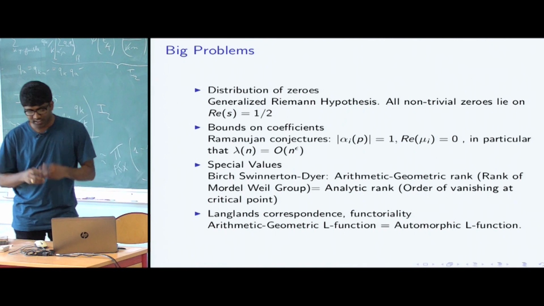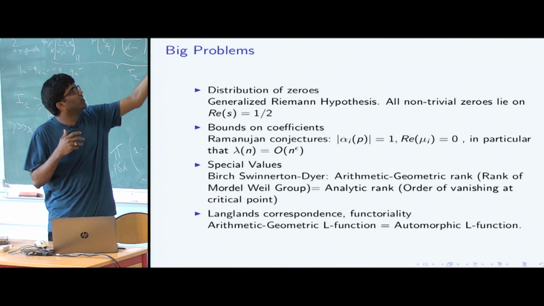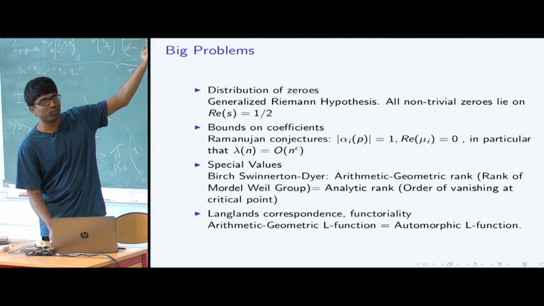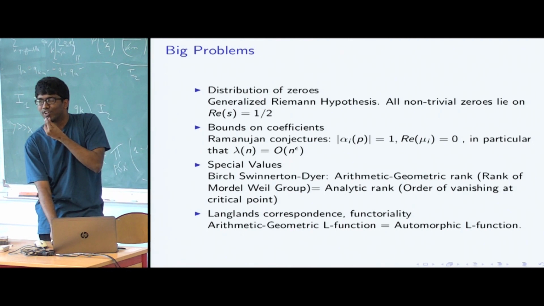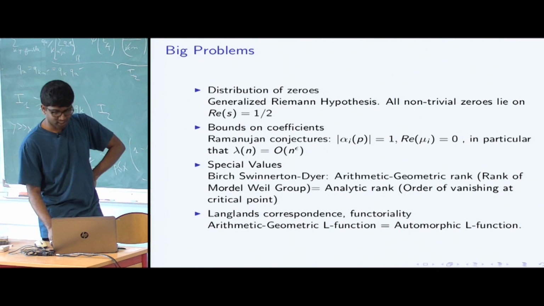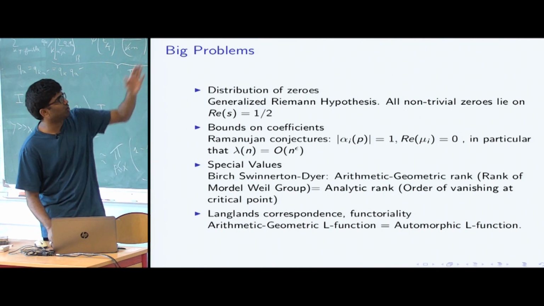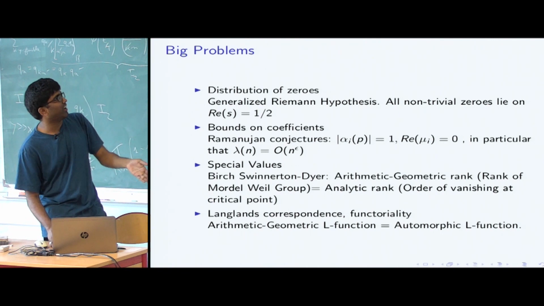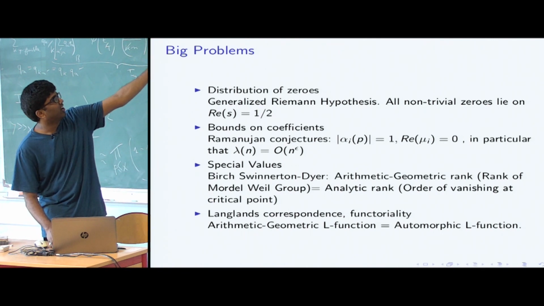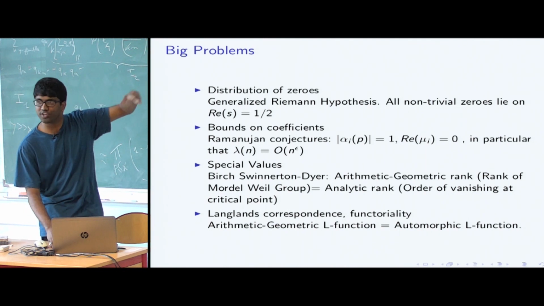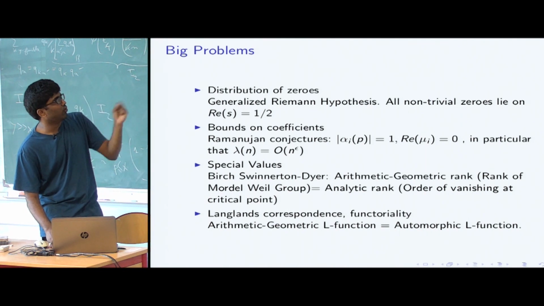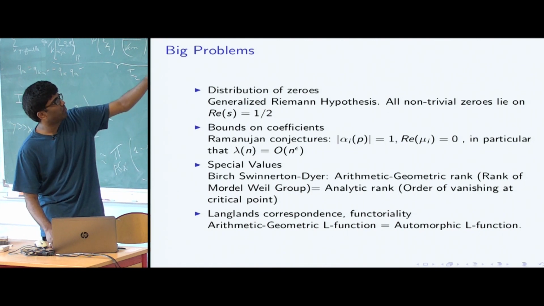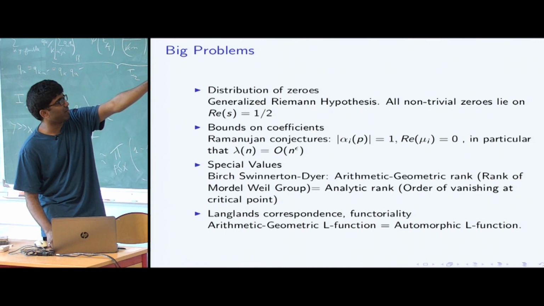Okay, so these are the L functions, and the main problems in the field are, first, the Riemann hypothesis, which is about the distribution of zeros of these L functions. All these L functions are supposed to have non-trivial zeros only on the half line. The second important problems are about bounds on the coefficients of these L functions, the local parameters. They are called Ramanujan conjectures. For instance, the Satake parameters are supposed to have absolute value 1, and the real parts of these parameters at infinity are supposed to be 0.